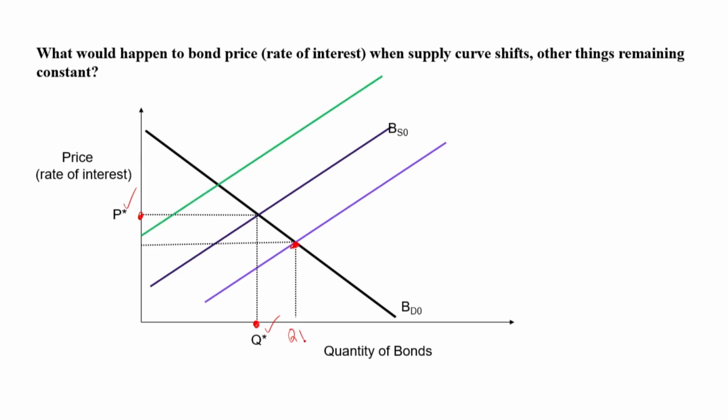Further, if there is a leftward shift, that means they are issuing less bonds, the quantity of bonds issued is less, then in this case you can see that the price increases. In other words, the rate of interest declines. When the rate of interest declines, the demand for bonds declines. So in the first case we can see the bond price would decrease, that means the rate of interest would increase in this scenario, and vice versa in this case.